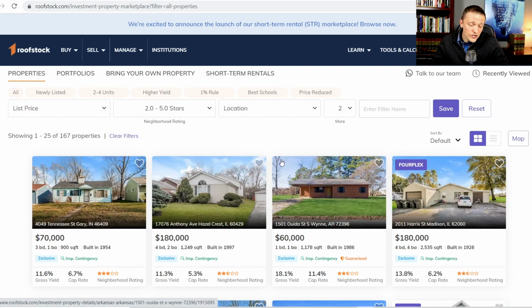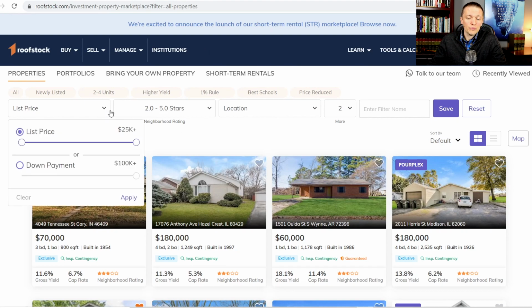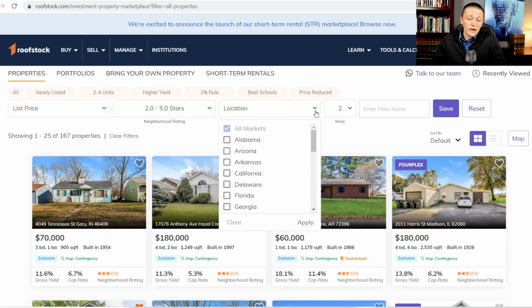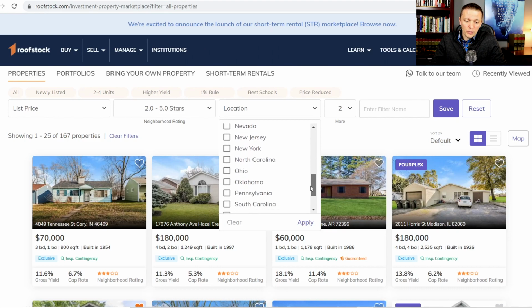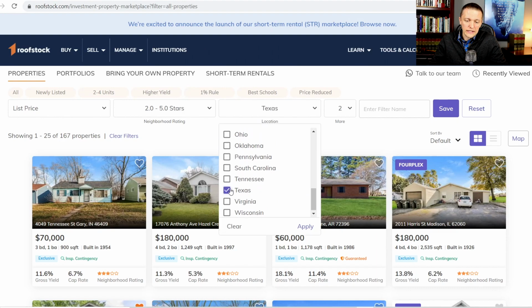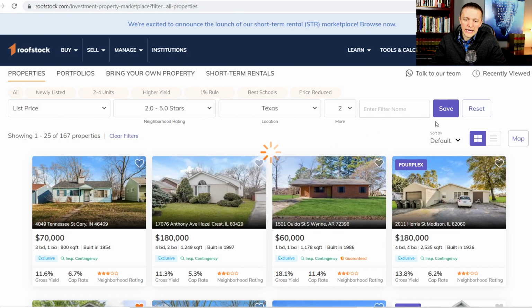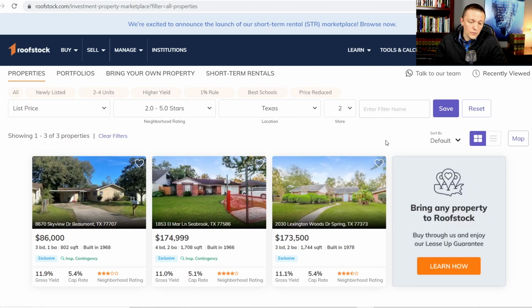All right, so we get 167 results, and if we wanted to narrow them down further, we can do some other modifications here, like maybe the listing price, if you have a certain price point in mind, or maybe a location if you have a specific location that you're interested in. For example, maybe you want to be in Texas. Let's see what we get if we select Texas. Okay, and with that, we got 3 properties that fit the criteria that we requested in Texas. So that's how you do the general search criteria.